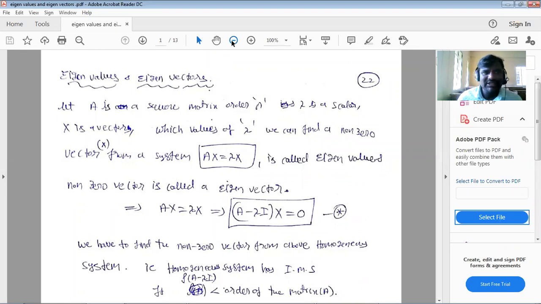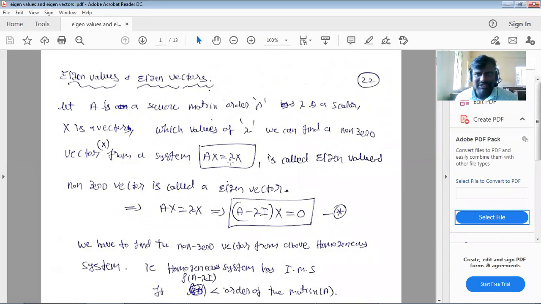Now what is the definition of eigenvalues and eigenvectors? Let A be a square matrix. It is defined only for a square matrix of order n. 2 by 2, 3 by 3, 4 by 4, anything you can take, but in the first problem I am taking a general n by n matrix. Lambda is any scalar, a real or complex number, and x is a vector. My definition is: the vectors transformed into themselves with a scalar multiple are called eigenvectors, and lambda is called an eigenvalue.